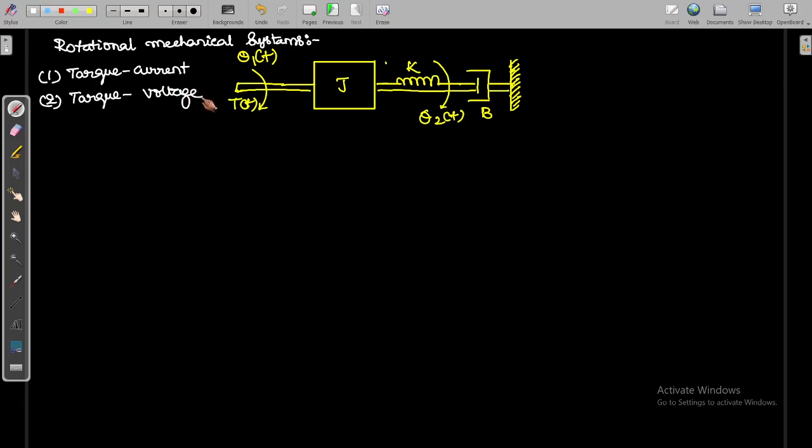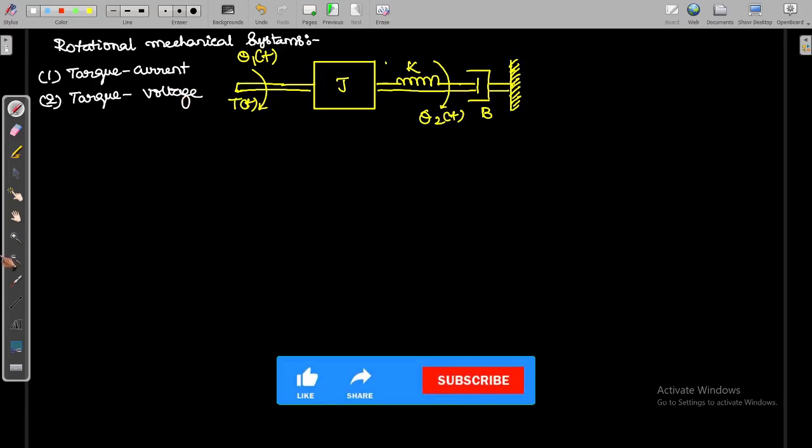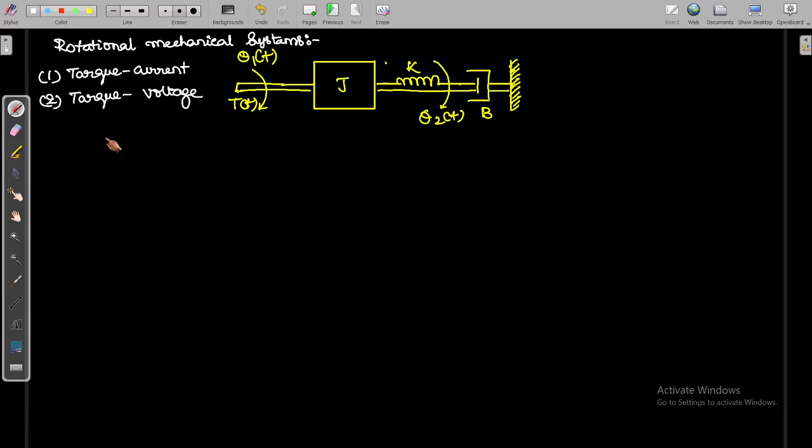First, let us consider the torque current analogy. Before we write the equations, you have to write the torque balance equations. For that you have to draw the node basis diagram. Let us draw it. You have to see how many angular displacements there are. There are two angular displacements. Let us consider this as theta 1 of t and here theta 2 of t.